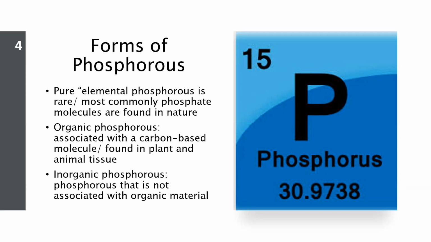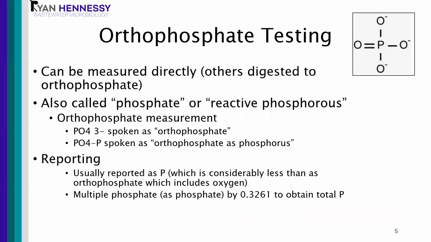So pure phosphorus is very rare in nature, and most of the time phosphorus is going to be combined with oxygen molecules. So very often we're going to look at phosphorus in terms of orthophosphate. So we have organic phosphorus, which is carbon-based, found in plant and animal tissue. And then there's also inorganic phosphorus that's not associated with organic material.